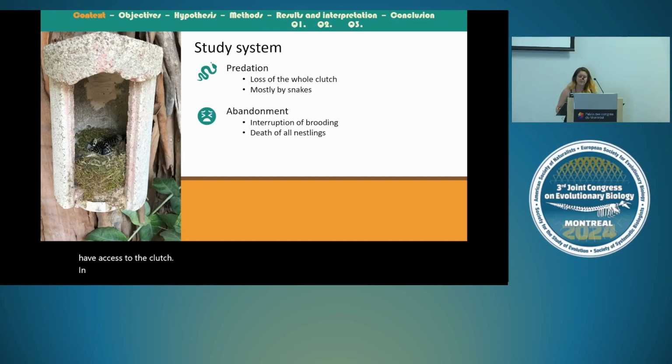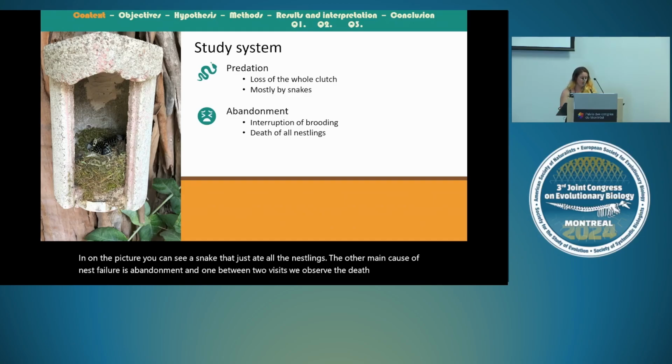On the picture, you can see a snake that just ate all the nestlings. The other main cause of nest failure is abandonment. And when between 2 visits we observe the death of all nestlings or the interruption of the brooding, we conclude that the parents abandoned the nest.